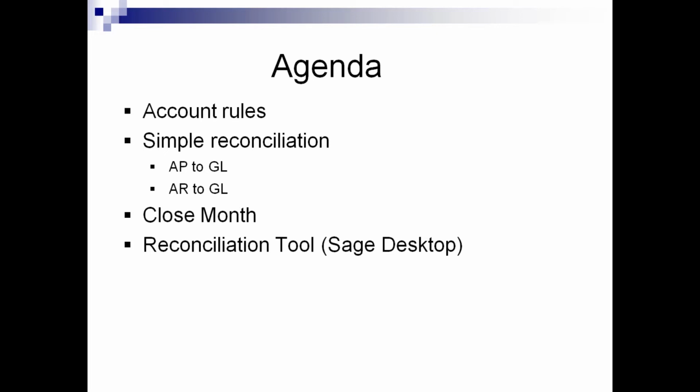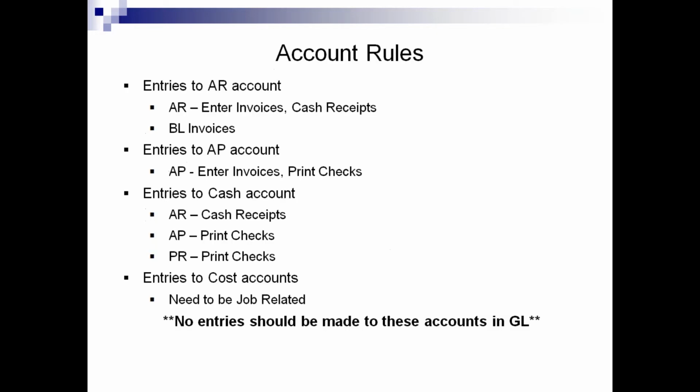Then we're going to look at just a simple reconciliation for both AP to GL and AR to GL. I'm going to show you some reports and what to look for, what to balance to, and then some simple things on how to troubleshoot if things don't line up or balance. We're going to talk a bit about the actual close month tasks. Some of the applications have close months, some don't, and we'll take a look at the ones that do.